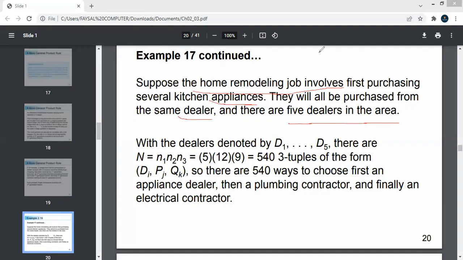How many ends are there? It will be written as n equals n1 multiplied by n2 multiplied by n3. So what is the value of n1? The n1 value is 5. Now there are basically n2 and n3.